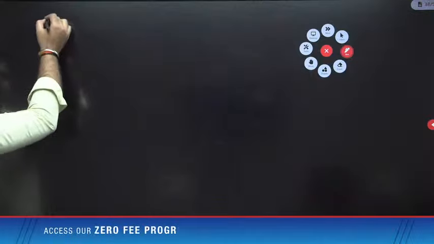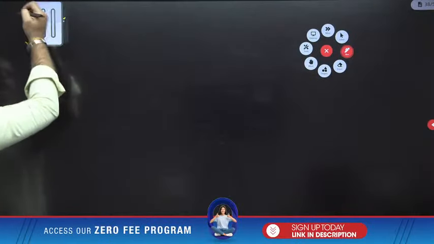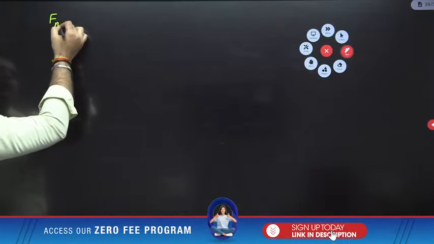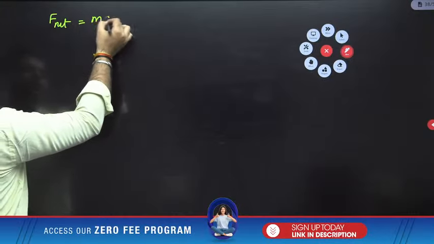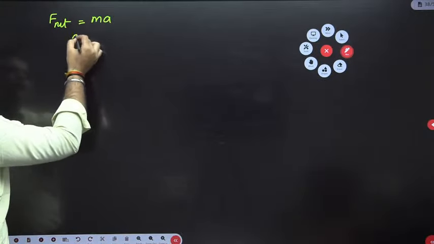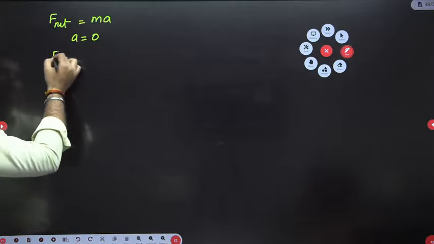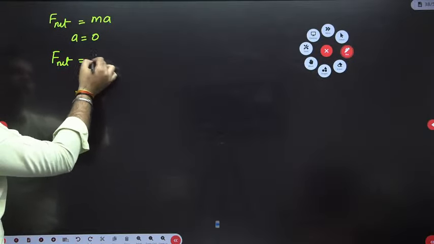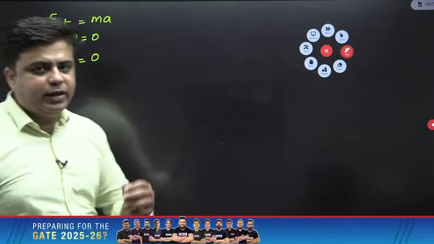Check this out. What is Newton's second law? Newton's second law is F net equals m into a. Right? If acceleration is 0, what is the net force? Net force will also be equal to 0. F net will be equal to 0.